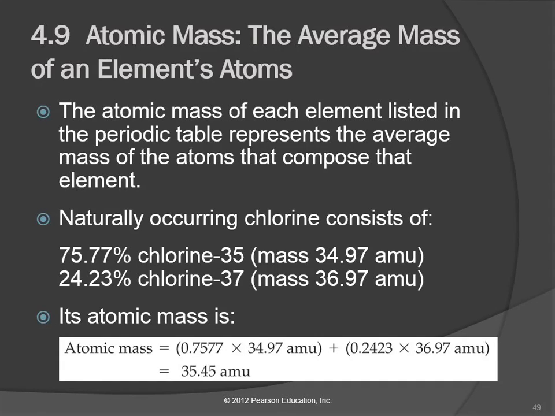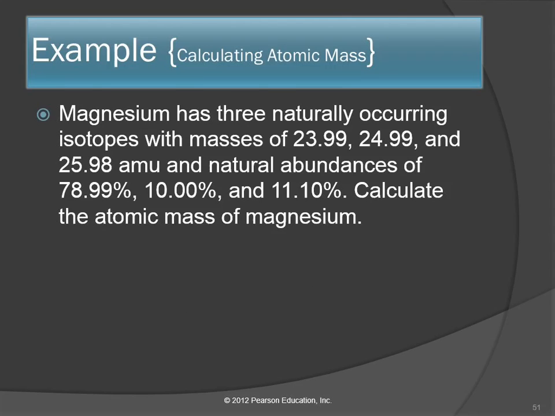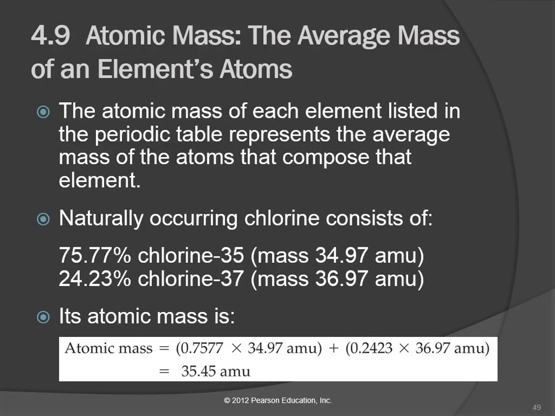4.9. The atomic mass. Well, we just learned that there are isotopes, right? And they differ in their mass number, so they're going to differ in their masses as well. And if we look at the periodic table, I'll draw you a little picture.